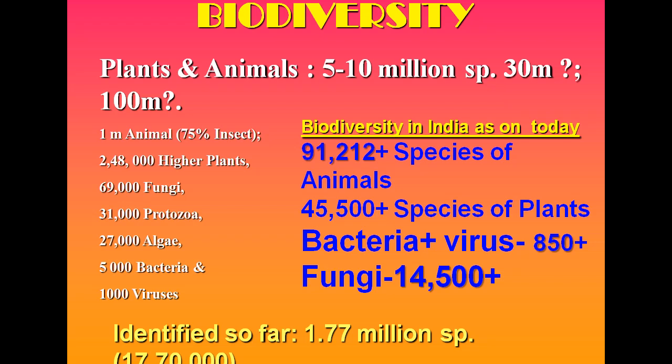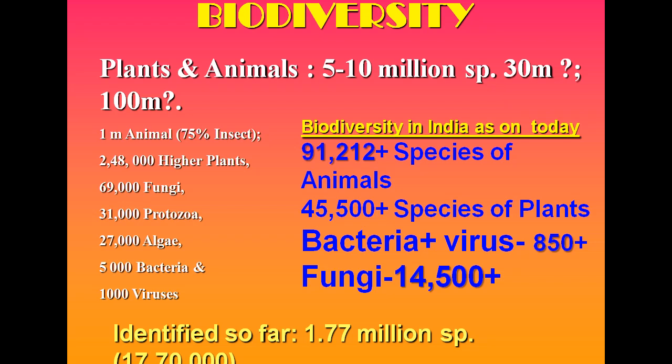So out of this biodiversity, what we know is around 2,48,000 higher plants, 69,000 fungi, 31,000 protozoans, 27,000 algae, 5,000 bacteria, and only 1,000 viruses. In India, there are more than 91,212 animal species known to us, and 45,500 plus species of plants, and bacteria and virus together we know 850, and fungi about 14,500 plus.